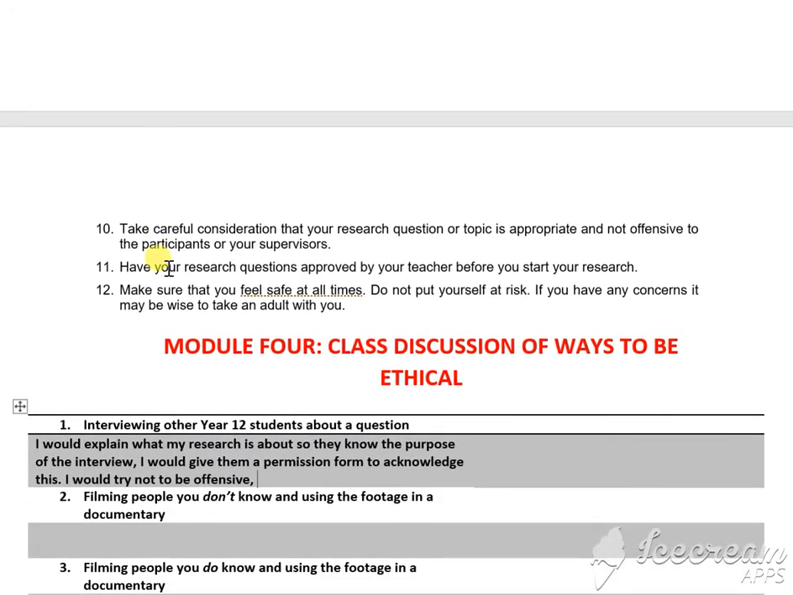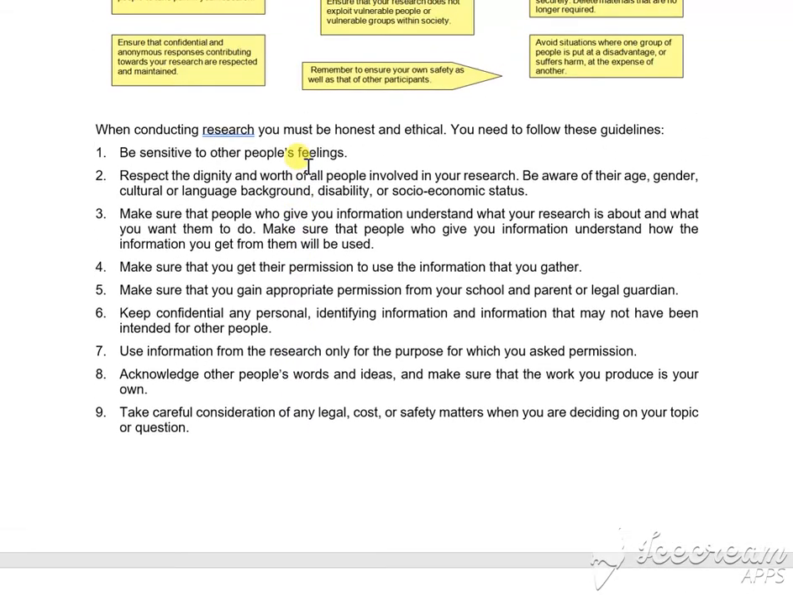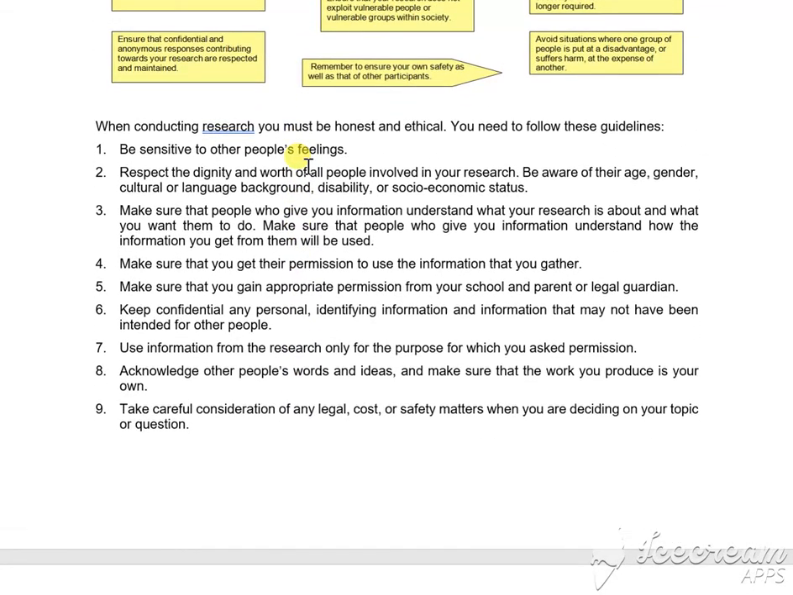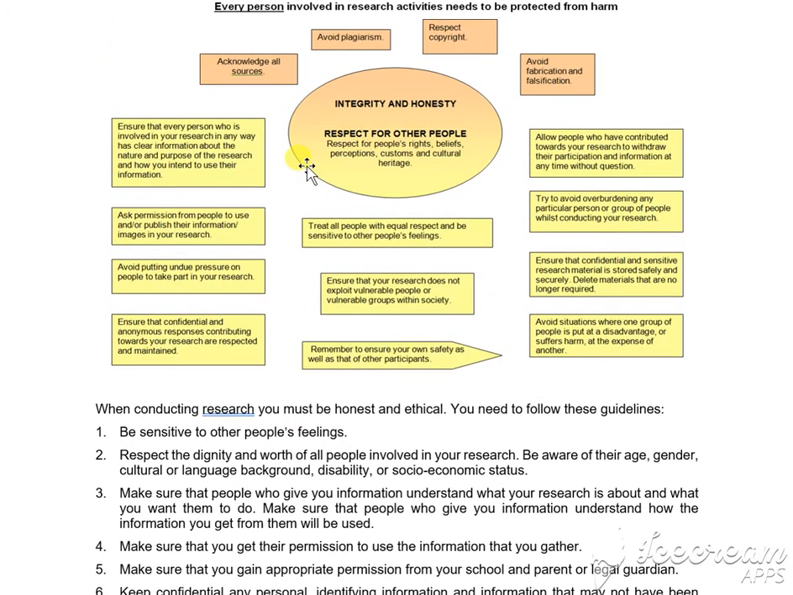So if we did another one, filming people you don't know and using the footage in a documentary. So we've gone down to Rundle, we're just filming and we're just going to put people in our assignment even though they haven't given us permission. So we can see that that might be problematic. Okay, why? Let's have a look. One of the big things is about consent. So if you have filmed them without their consent, you haven't asked for their permission, and you've just put them into a project, they could actually be at risk from that.